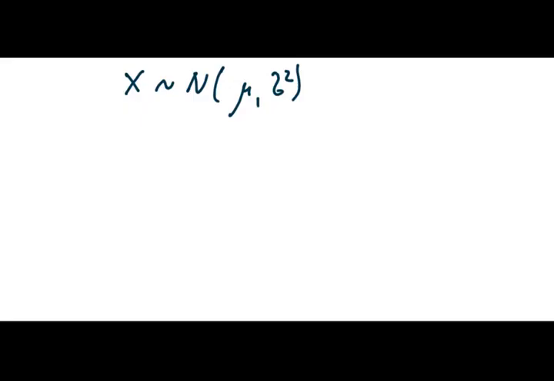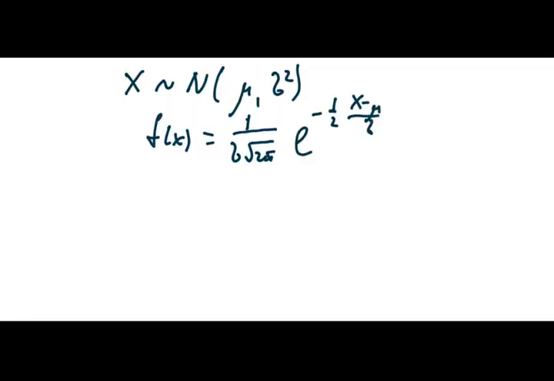So what does it mean? It means that probability density function of x is given by the following function: 1 over sigma times square root of 2 pi, e to the power of minus half, x minus mu over sigma, squared.